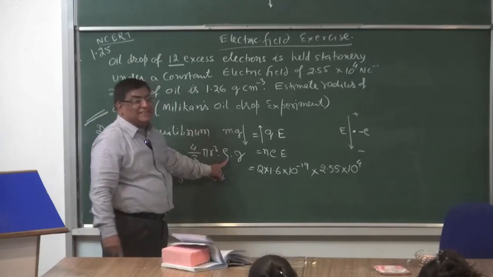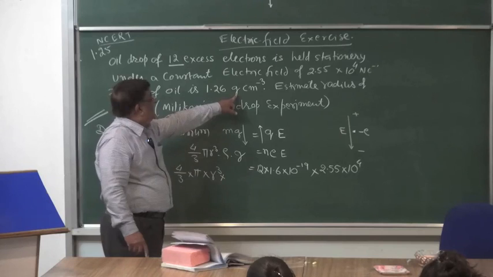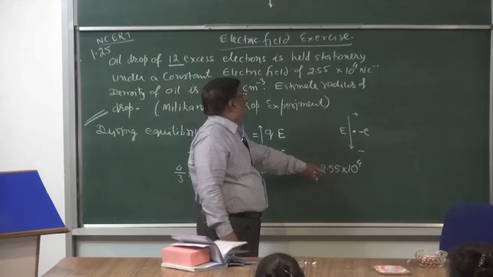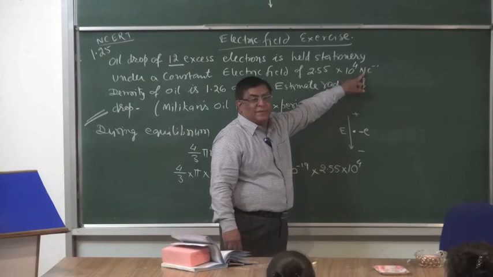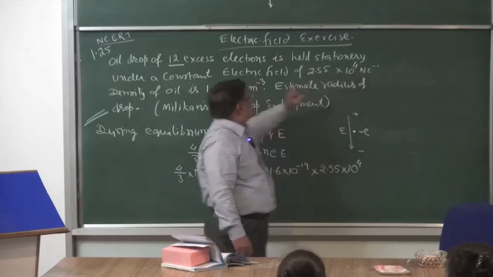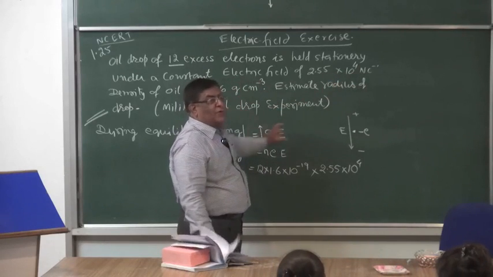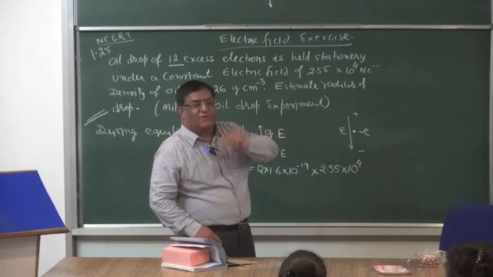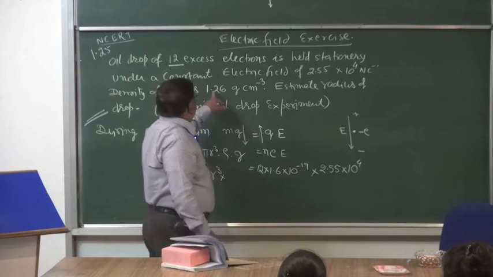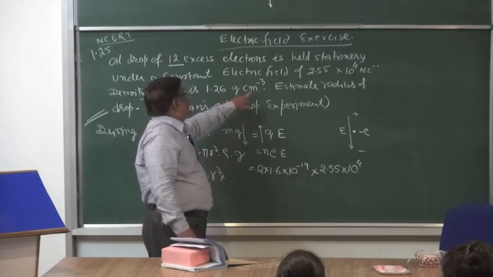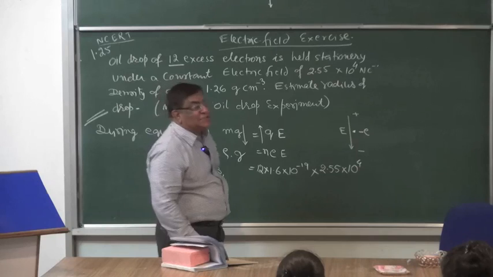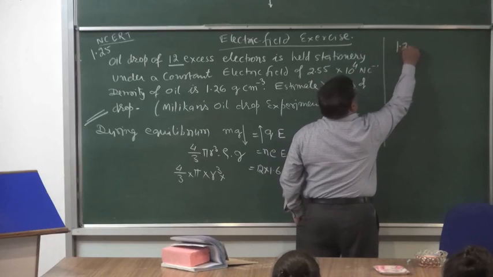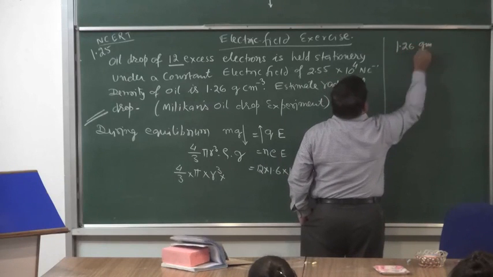Now we have to write the density. The density is given in gram per centimeter cube, but here we are using electric field, newton. This is the SI system, this is the CGS system. So we have to do a conversion, either SI to CGS or CGS to SI. So please convert 1.26 gram per centimeter cube to kg per meter cube.